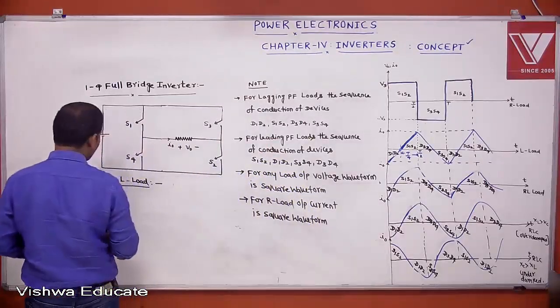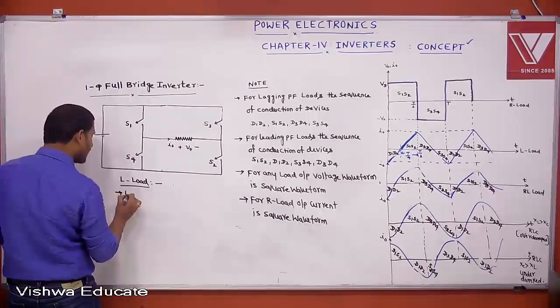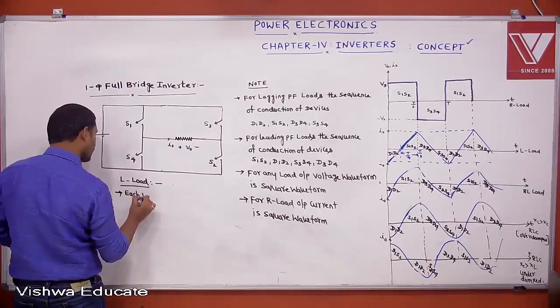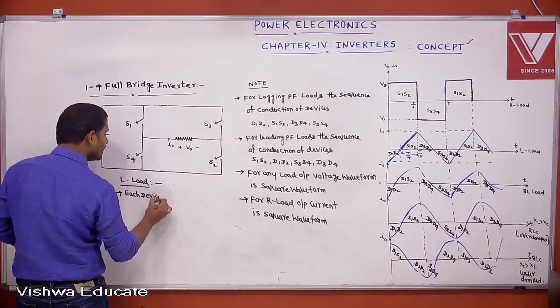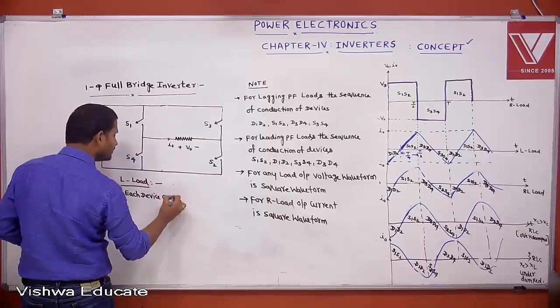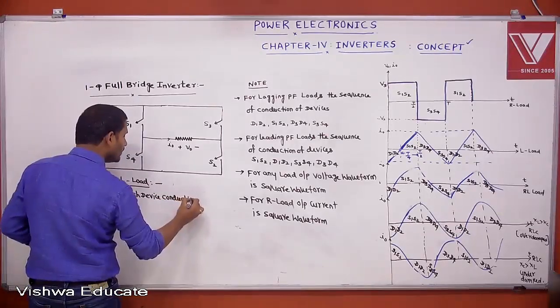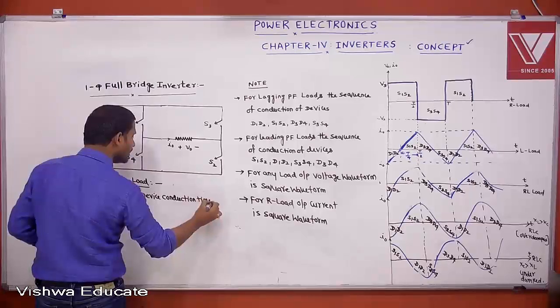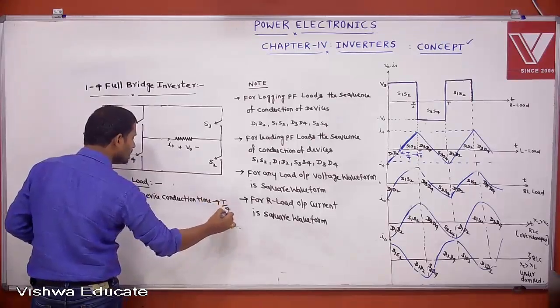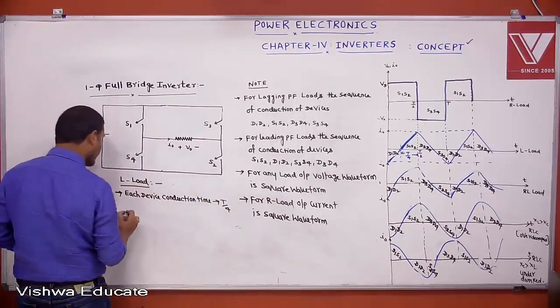Each device conduction time is, how much? T by 4. Same points that I discussed in the half bridge.